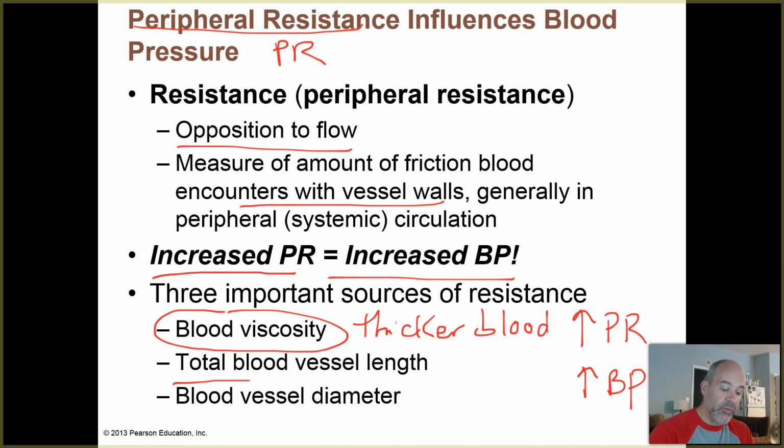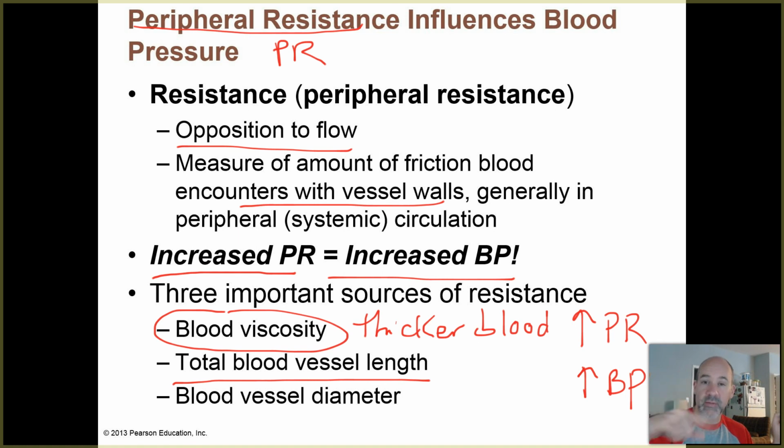The total blood vessel length, the longer a blood vessel is, the more resistance you have to blood flow through that blood vessel. Blood can flow more quickly, more easily through a shorter vessel than through a longer vessel. Probably the easiest way to think about that, imagine if you had some water in a straw. Can you blow that water more quickly through a short straw or a long straw? Or does it require more force for you to blow the water through the long straw or the short straw? It's going to be the long straw.